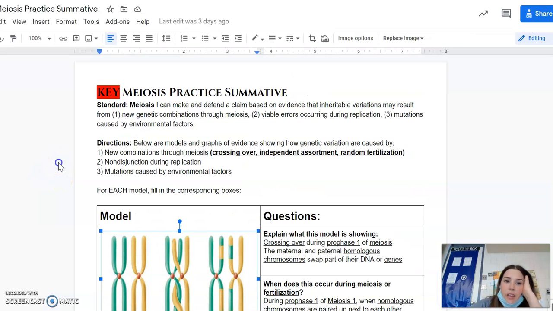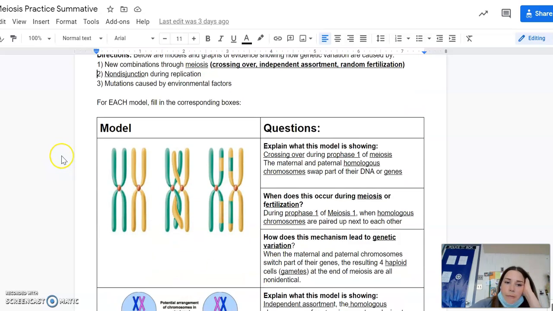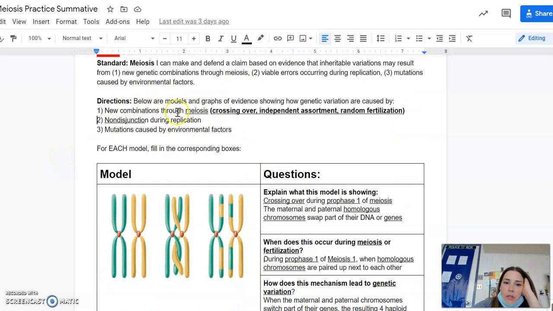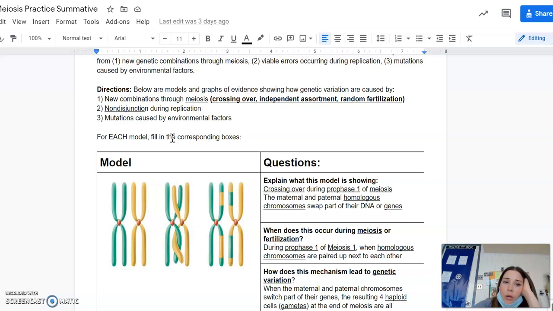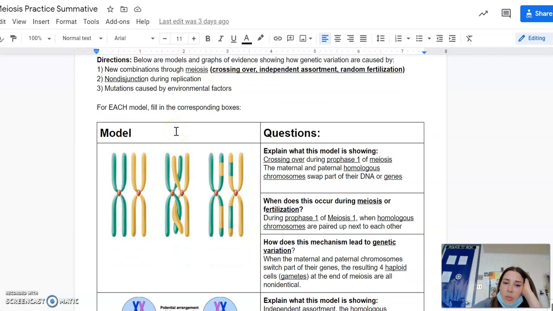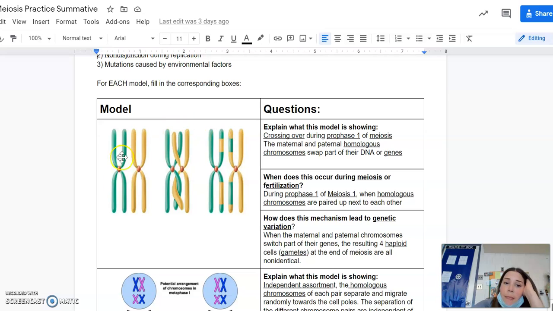Everybody, this is the key video for the meiosis practice summative. So I went through and I also underlined words in here that are going to be important for you to know and to be able to explain on the summative. So make sure you go back and look at that vocab formative we took a couple weeks ago if you're struggling with vocab.